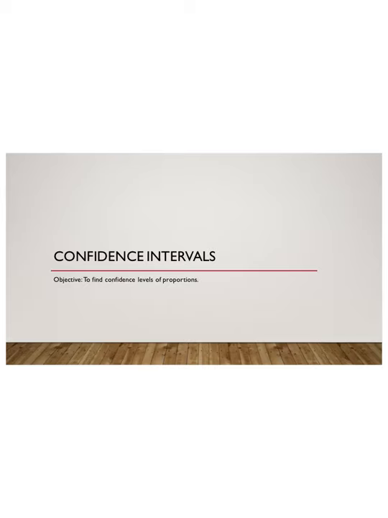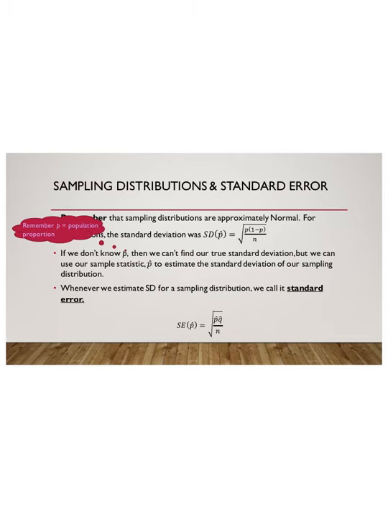Today we will be finding confidence intervals for proportion. Recall from last unit that the sampling distributions are approximately normal. The standard deviation for proportions is the square root of p times 1 minus p over n, or the square root of p times q all over n.